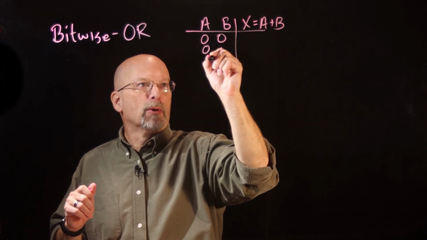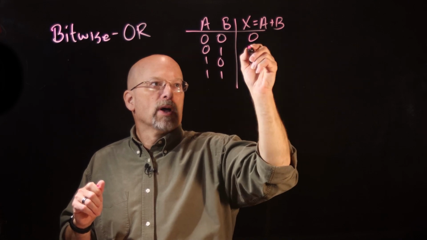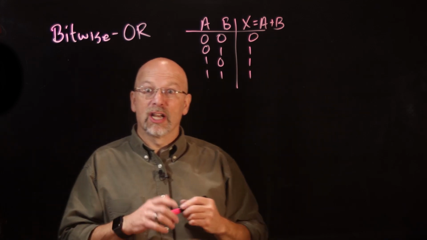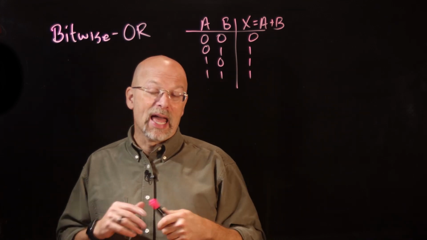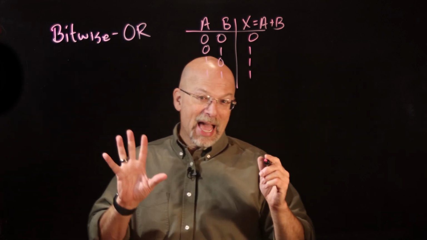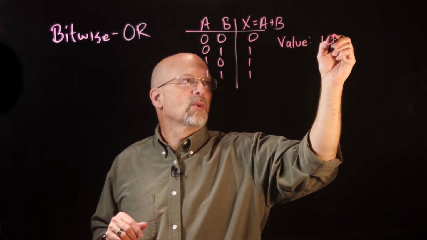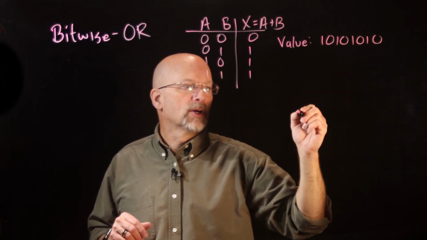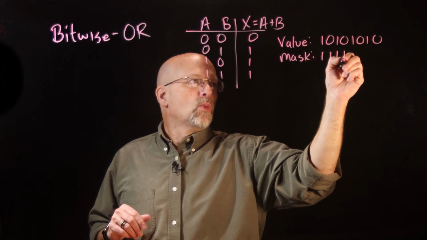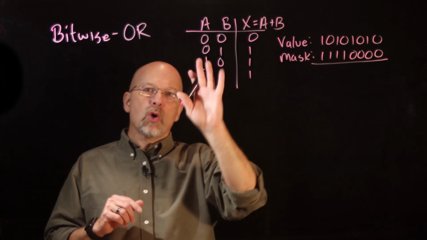Here's our little truth table. 0 or 0 is 0, 0 or 1 is 1, 1 or 0 is 1, 1 or 1 is 1. Remember the definition of an OR: if there's a 1 at any of the inputs, we have a 1 at the output. So let's do exactly the same value and mask we did last time for the AND. We had a value of 1010 1010, and a mask of 1111 0000. Now we're going to do a bitwise-OR.